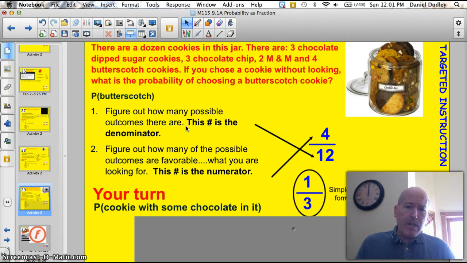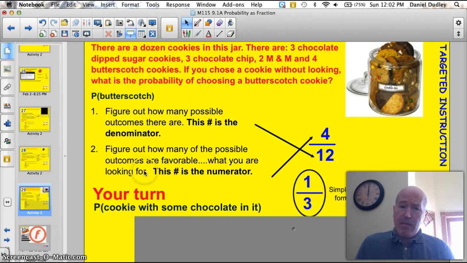All right, same steps as before. We want to know what the probability of a butterscotch cookie is. So we have to figure out how many possible outcomes there are. Well, they said there are a dozen cookies, so we can put 12 down here. That's the number of possible outcomes. Or you could add up 3 plus 3 plus 2 plus 4 if you want to as well. Still, we have 12 possible outcomes.